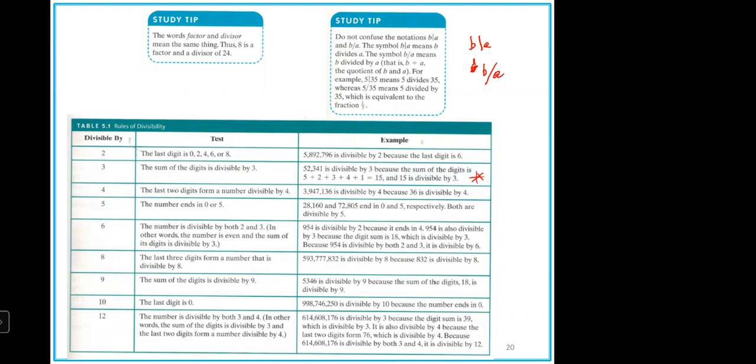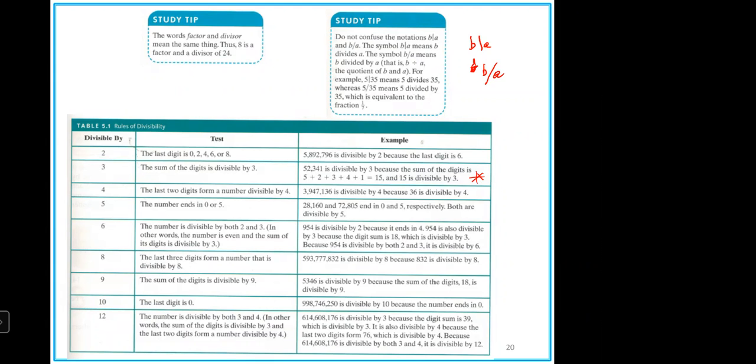Okay? And you could always check, just go on your calculator and say 52,341 divided by 3, and you should get an answer that is a whole number. You won't have any remainder. For 4, it says the last 2 digits are divisible by 4. So once the last 2 digits of the number are divisible by 4, the entire number is divisible by 4. And the example is shown there.